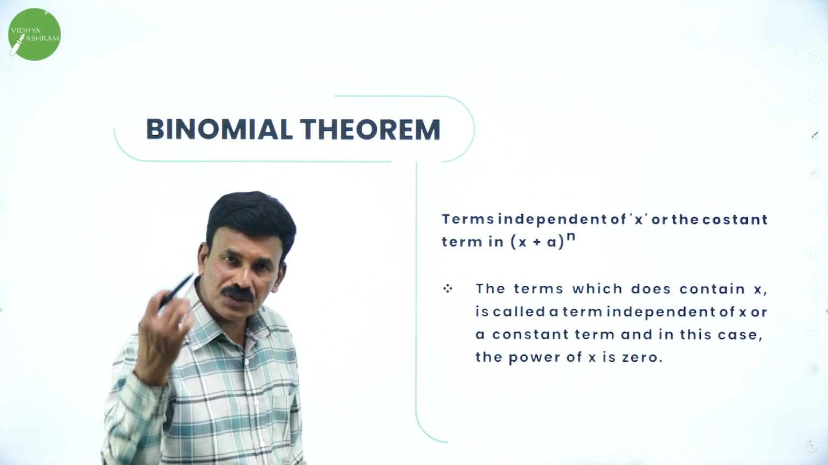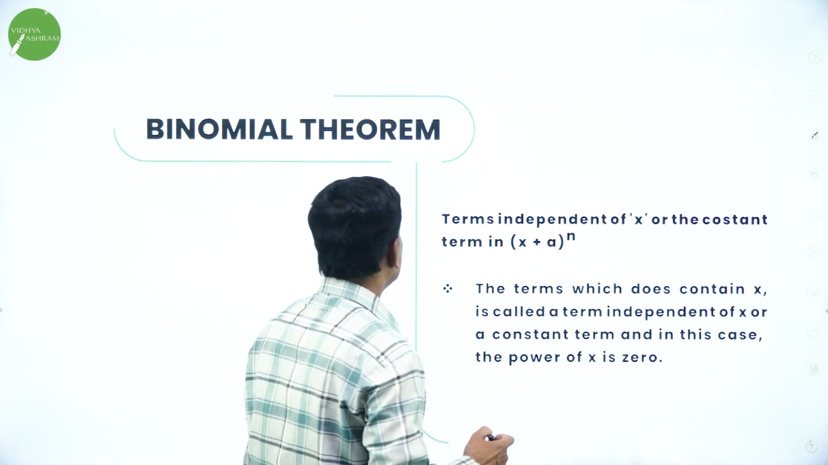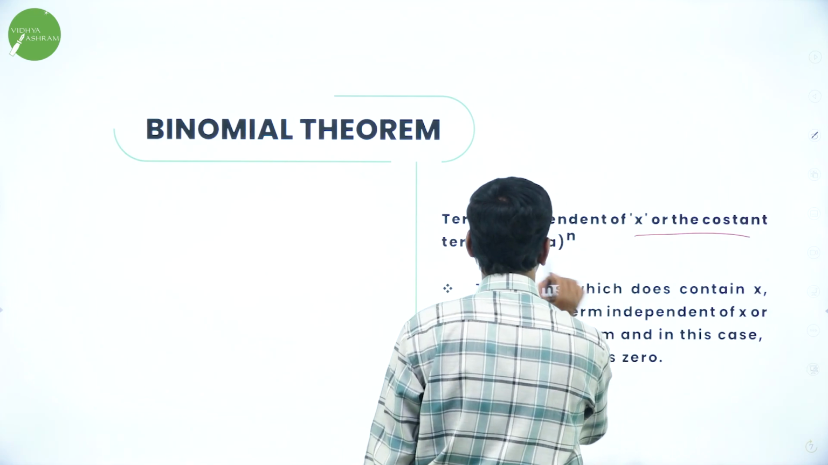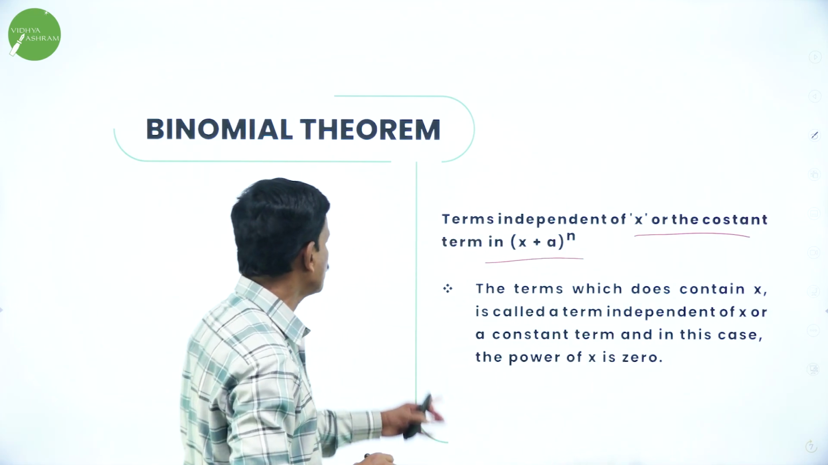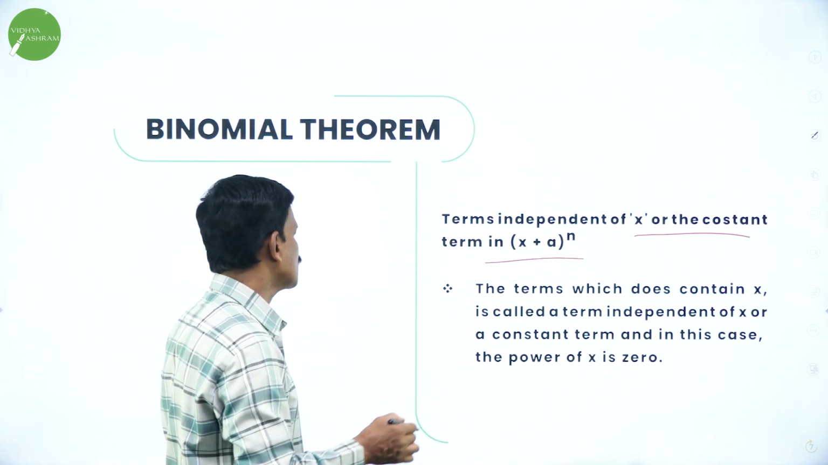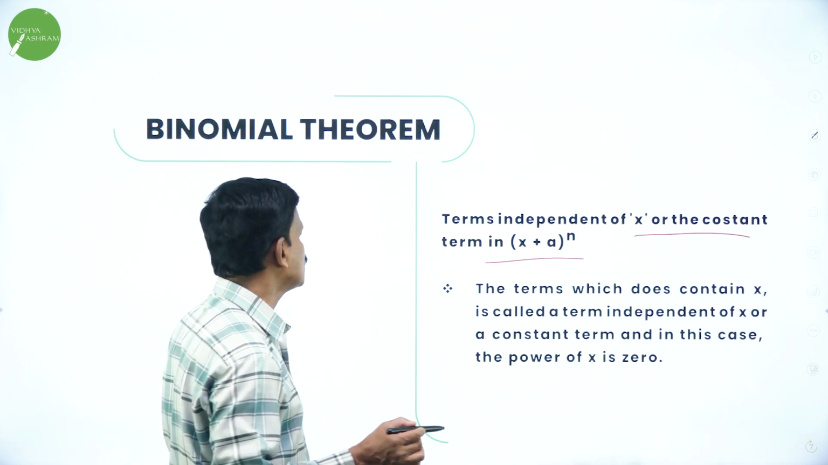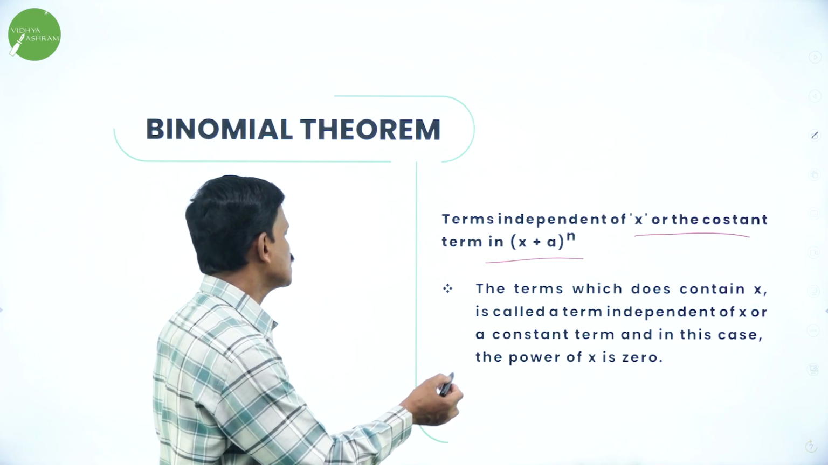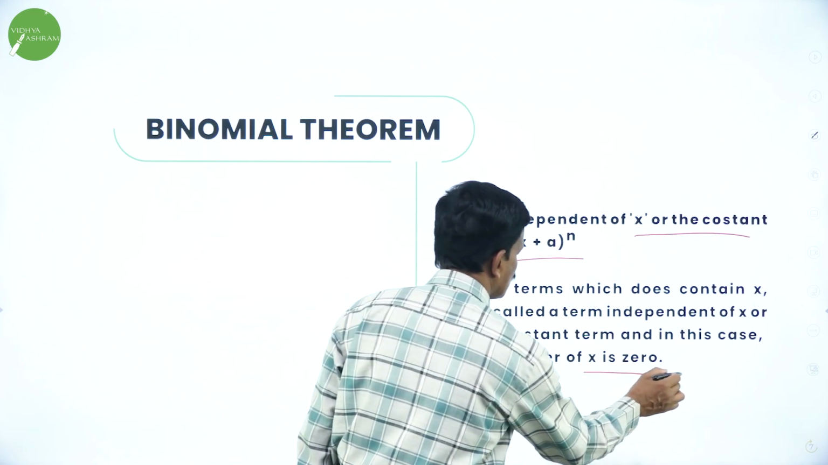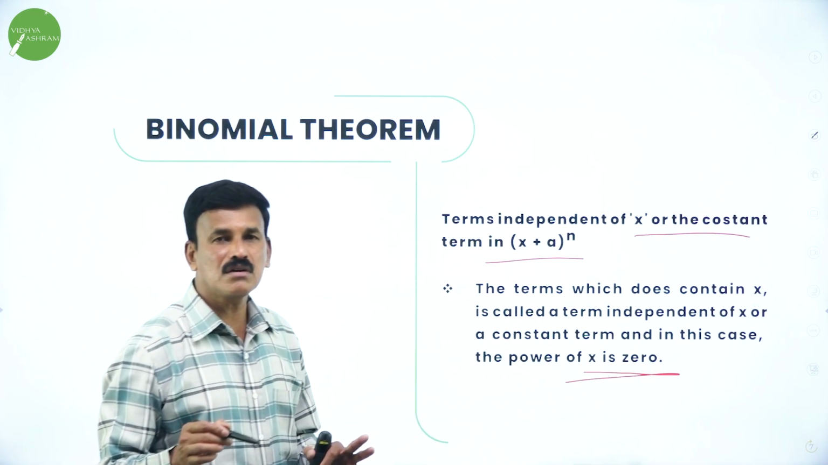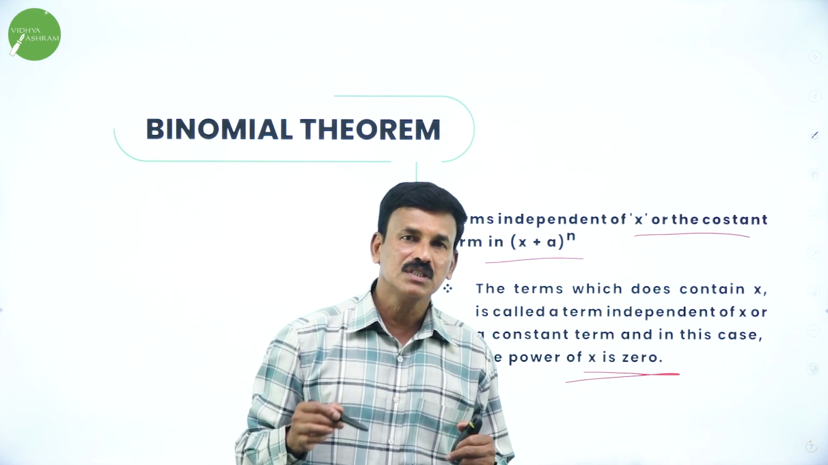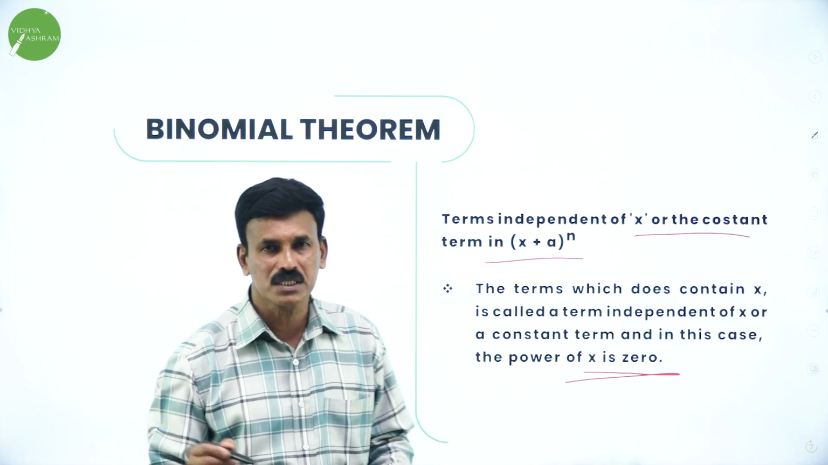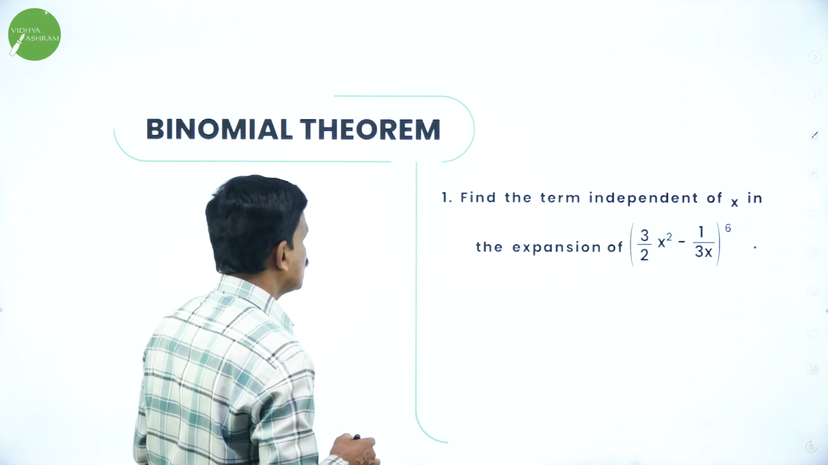Okay. Now let us move on to the next type of problem. Terms independent of x, also called the constant term, in the expansion of (x + a) to the power of n. The term which does not contain x is called the independent term or the constant term, and in this case the power of x is equal to 0. To find the constant term or the term independent of x, just equate the power of x to 0. That's it. Now let us take an example.